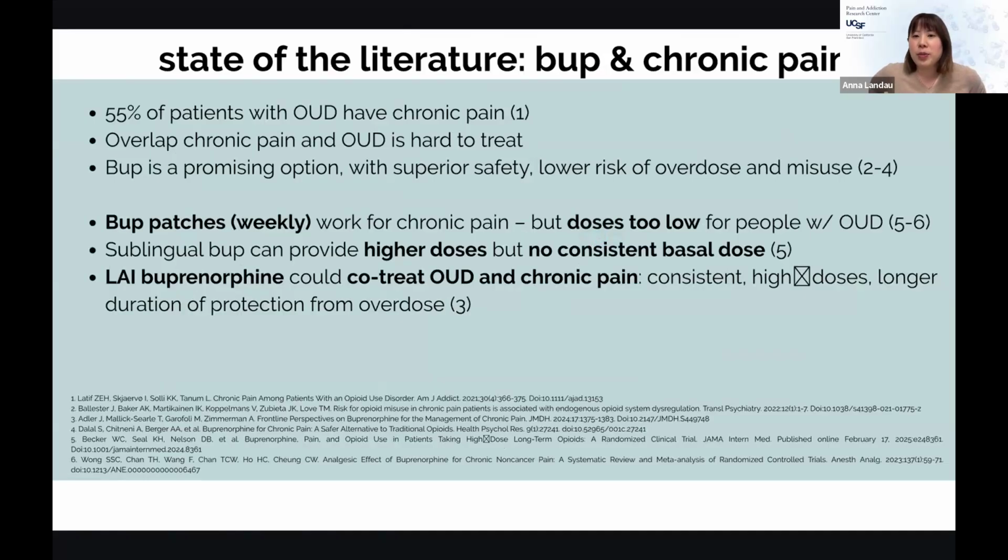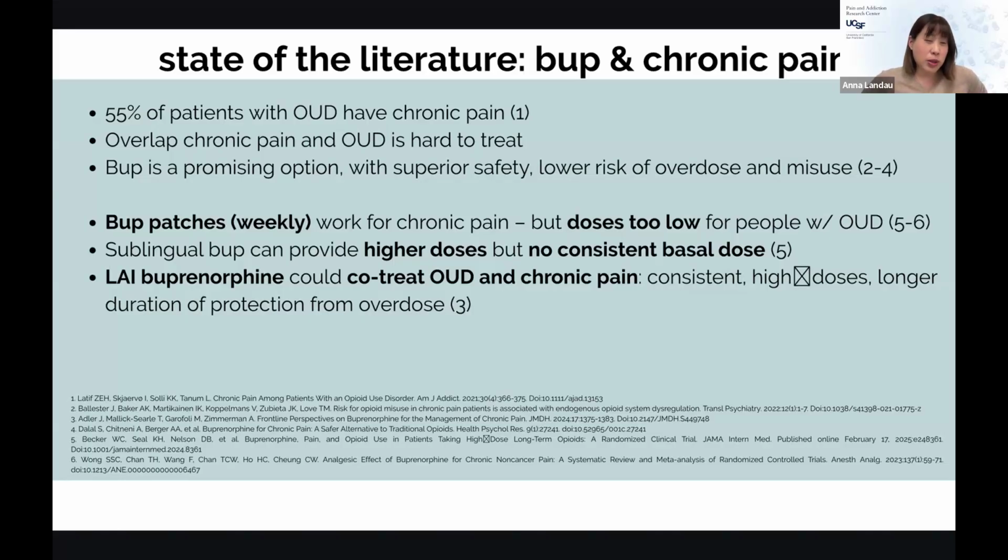And so when we think about buprenorphine and chronic pain, what we know is that if you look at patients with opioid use disorder across the board, about half of them will have chronic pain. We know that the overlap of chronic pain and opioid use disorder is especially hard to treat because there's a lot of psychosocial factors, a lot of pain factors, and a lot of just use disorder factors. And you're trying to treat all of them often with one medication in a very limited time setting, which can be very challenging for patients and clinicians and health settings.